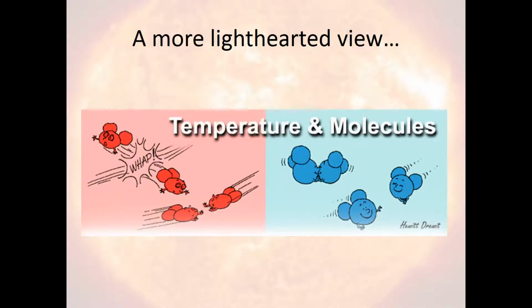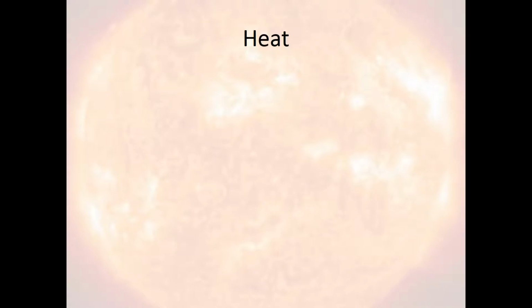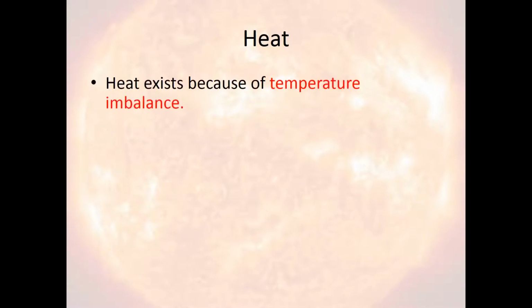Now, with this said, objects actually have different temperatures. Don't believe me? I'm sure that you've stepped outside before and it's felt really hot. Other times it's felt really cold. Well, every object surrounding you right now has its own unique temperature, which means that those molecules have their own unique speed. And this results in imbalance. One object could have a cold temperature, whereas another object right next to it could have a hot temperature. And heat exists because of this imbalance.